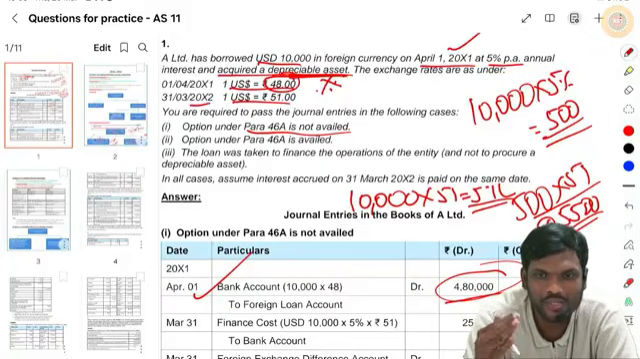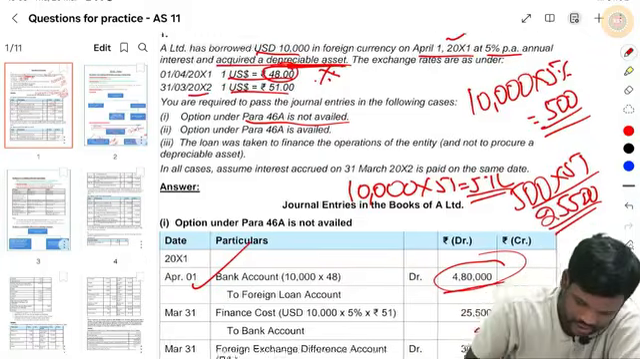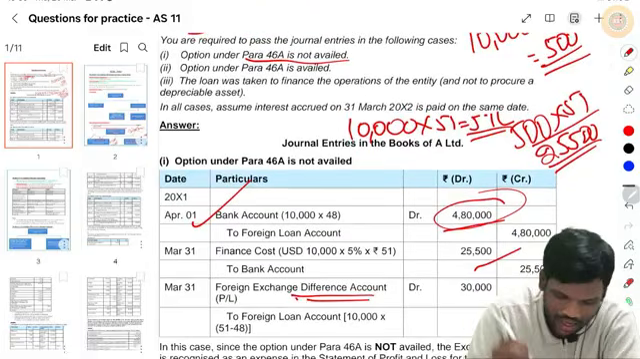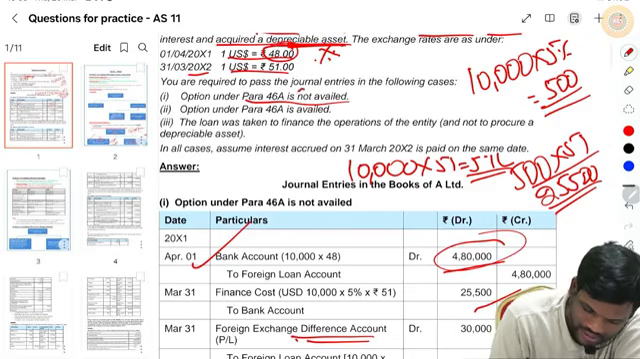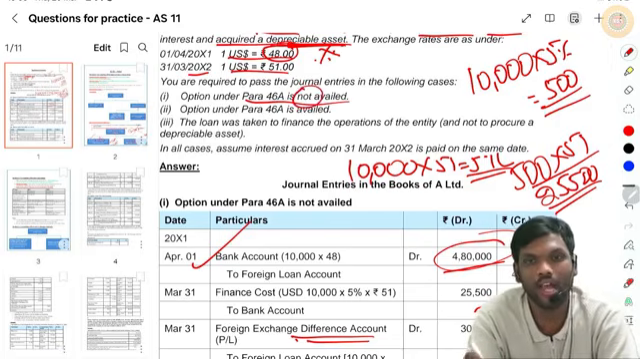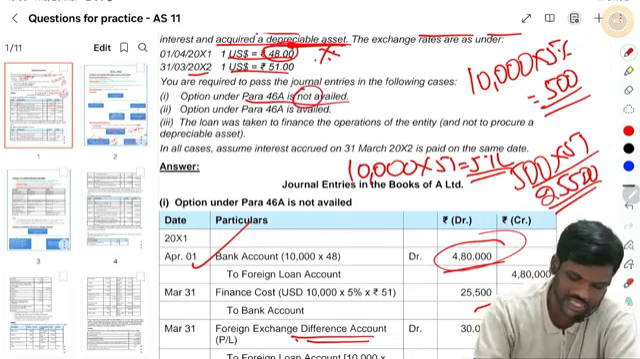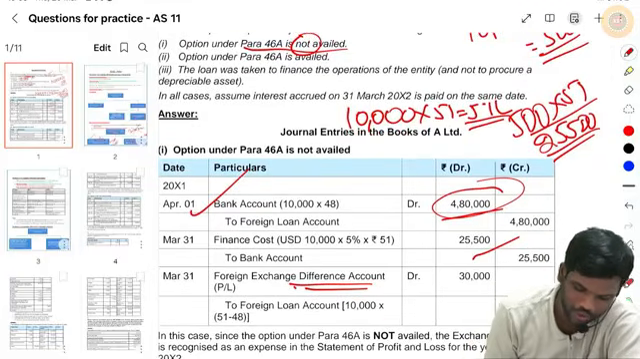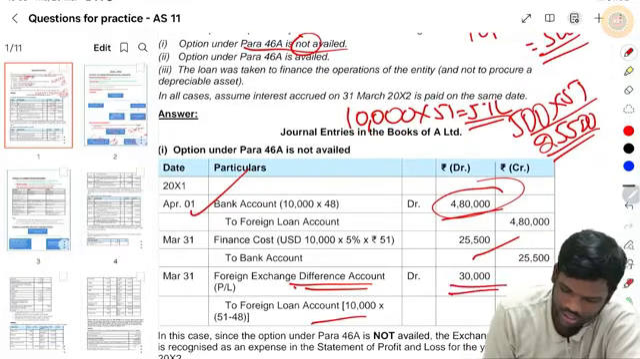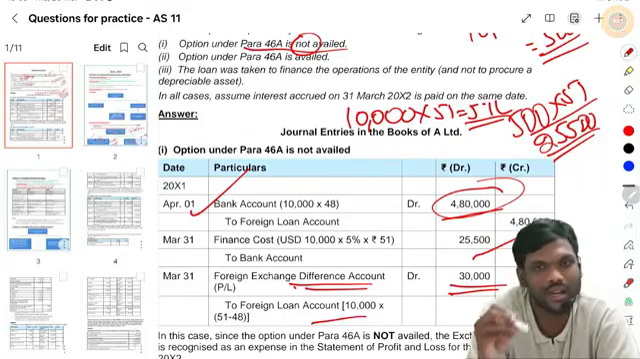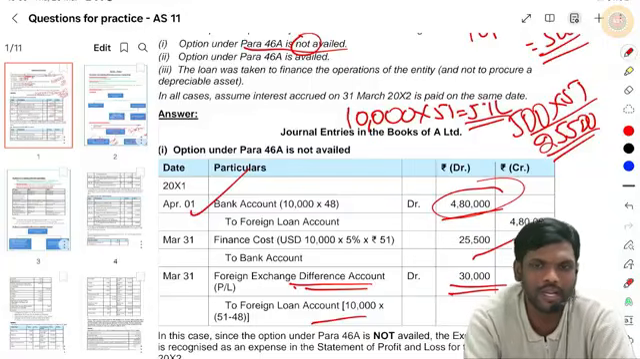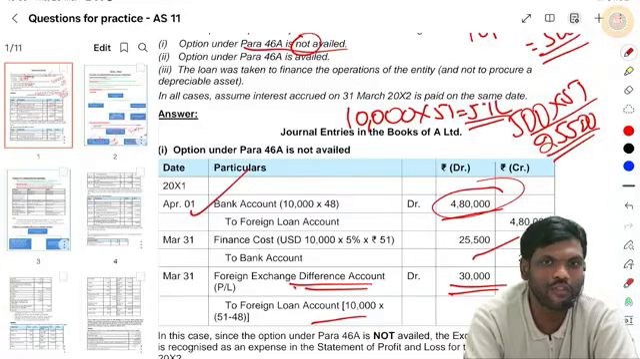So that 30,000 extra is a foreign exchange loss which needs to be taken to P&L, because in the first case you are not availing the option under para 46A. So the journal entry will be forex loss account debit to foreign loan account 30,000. Clear everybody? This forex loss should be taken to P&L because this company is not availing the option under para 46A.